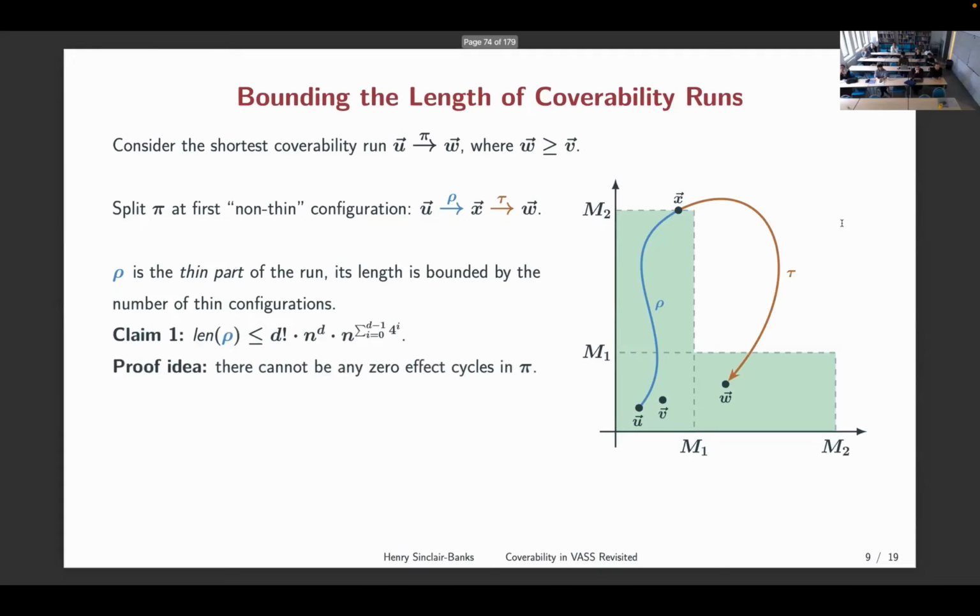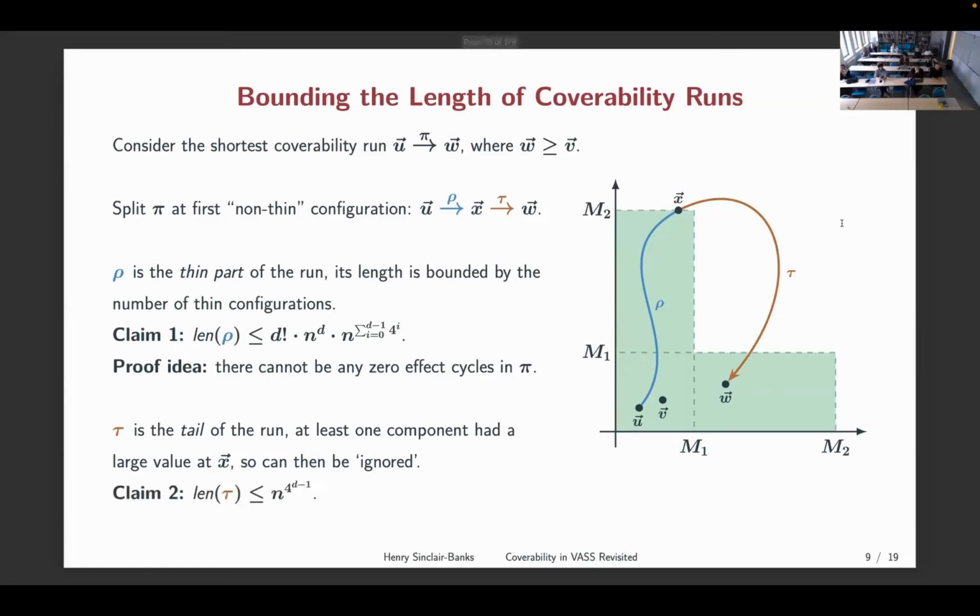And then the second part, we'll call the tail, is when you leave. You know that from x, in this exact case, the second component exceeded some large value. Very informally, it was so large that for the remainder of the run we can forget about its value, we know it will stay not only non-negative, but above the target. And so we will ignore it. And I will prove the claim that the tail of the run has its length bounded above by this double exponential value, n to the 4 to the d minus 1.